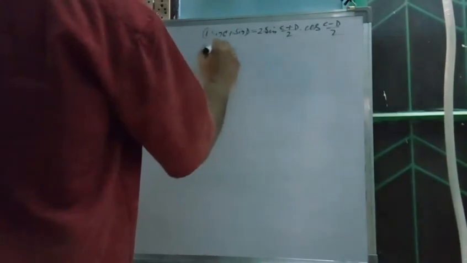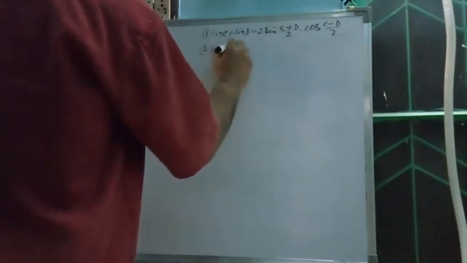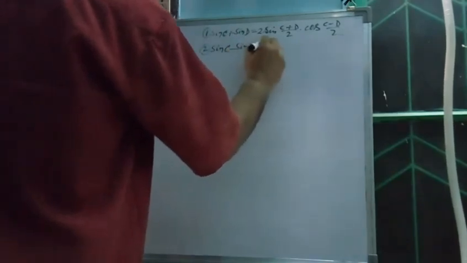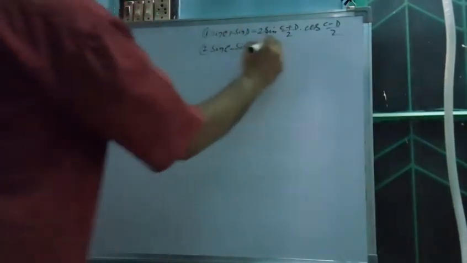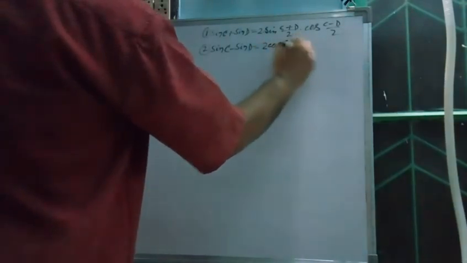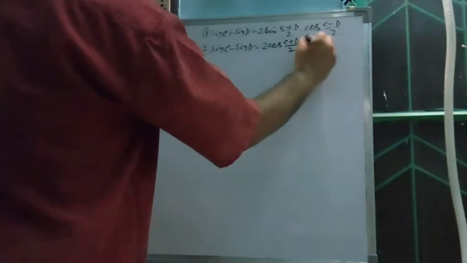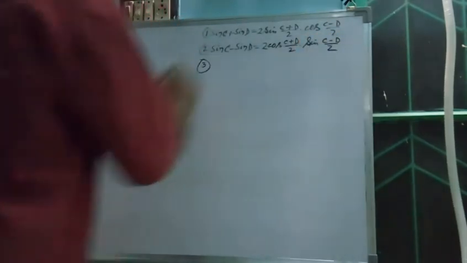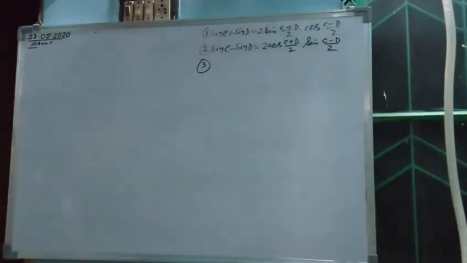Number 2, sin c minus sin d is equal to 2 cos (c+d)/2 into sin (c-d)/2. So we got sin c minus sin d equal to 2 cos (c+d)/2 into sin (c-d)/2.